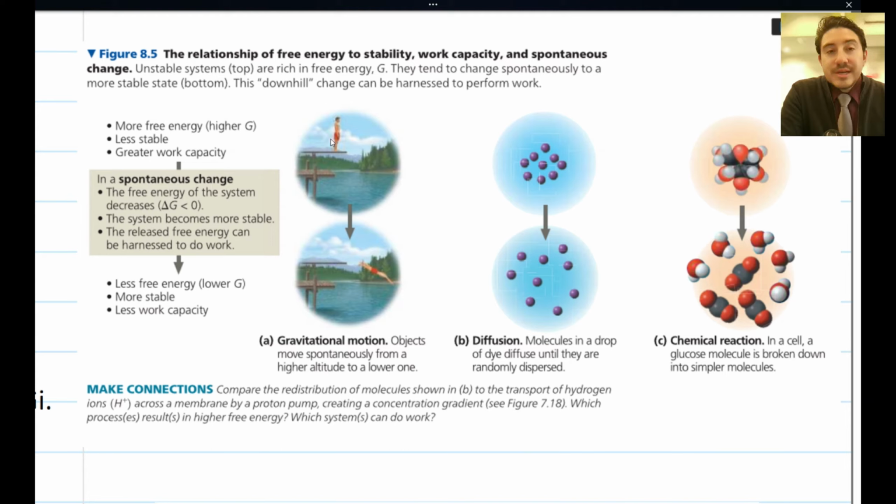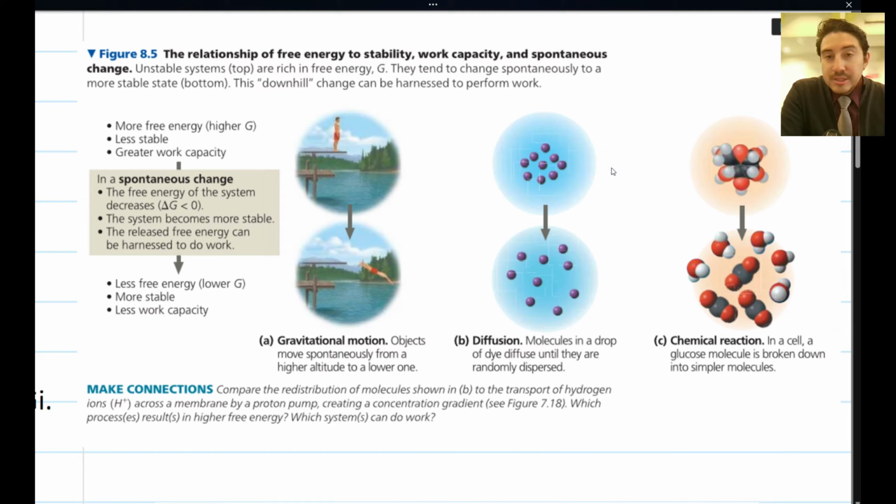As he dives down into the water, there is a spontaneous change because you have higher G and you're less stable. So the free energy of the system, as it undergoes the spontaneous change, will decrease. Delta G will become less than 0. The system will become more stable because the free energy has been released. At the end, there's less free energy, so there's less work capacity.